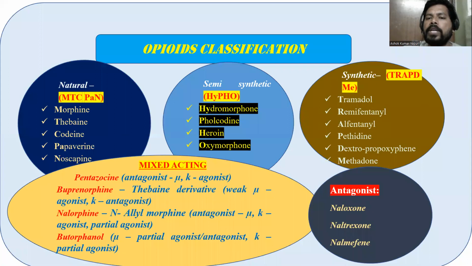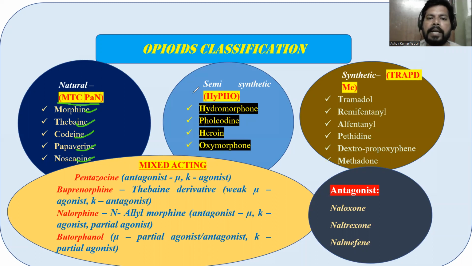For opioid agonists under the natural category, the mnemonic is MTC pan. So remember it like dosa pan. M means morphine, T means thebaine, C means codeine, P means papaverine, N means noscapine. Papaverine also has a smooth muscle relaxant property. Papaverine can inhibit the phosphodiesterase 4 enzyme on the smooth muscle.